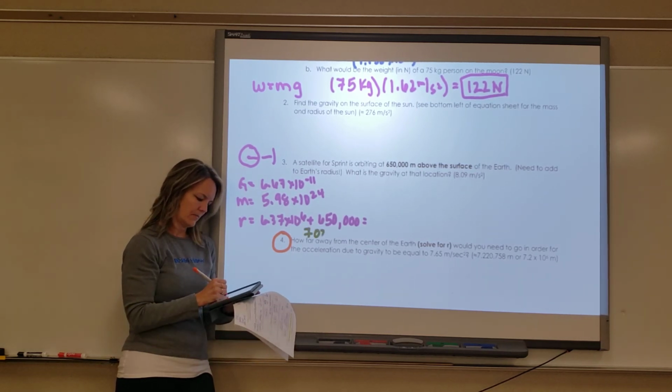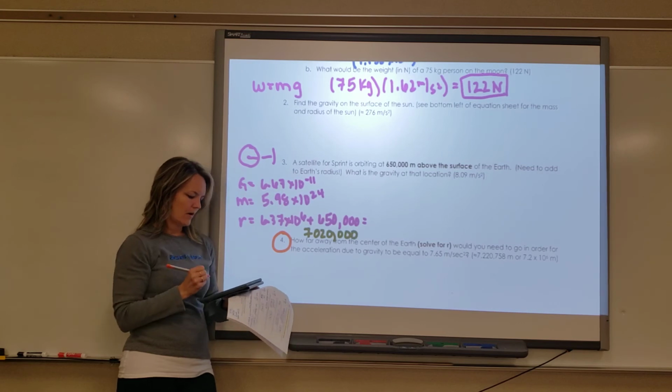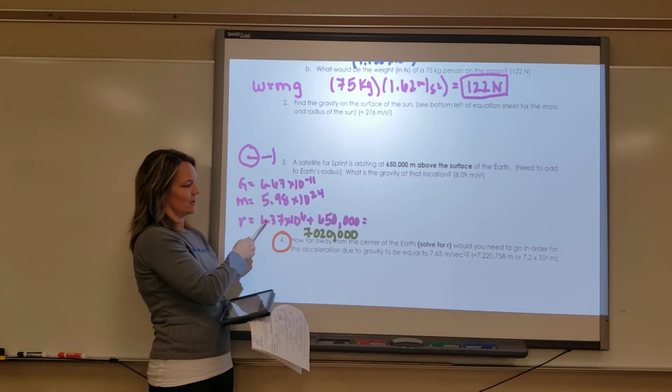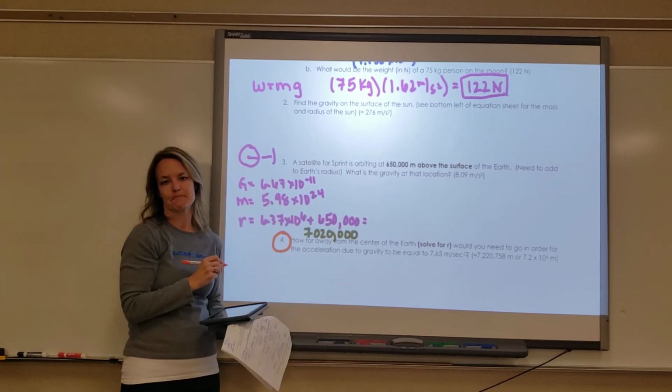7, forgot already. All right, so you have to use that number for your radius on the bottom of the equation and not just this or just that.